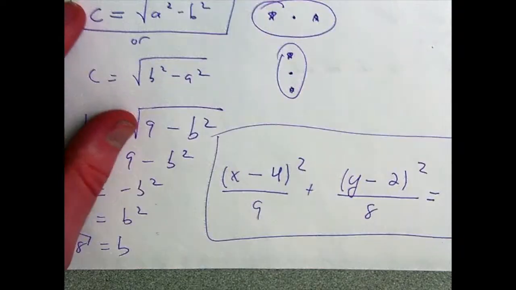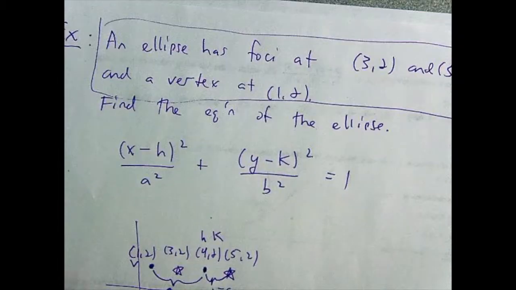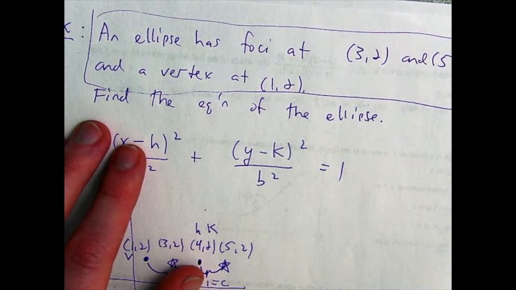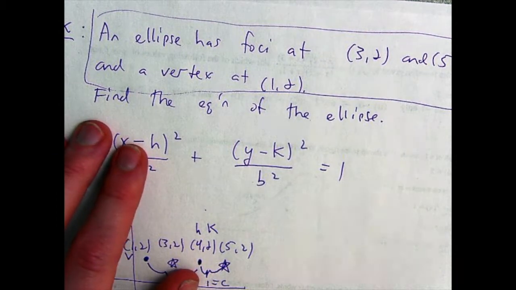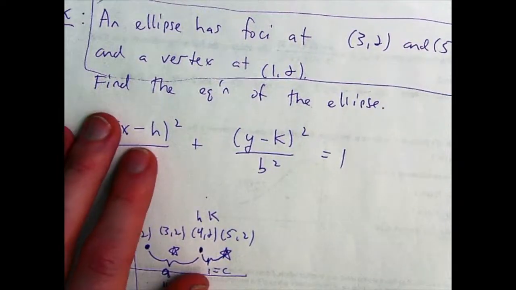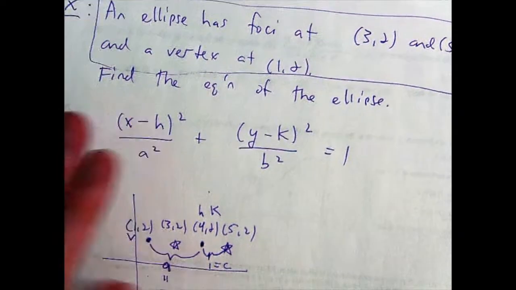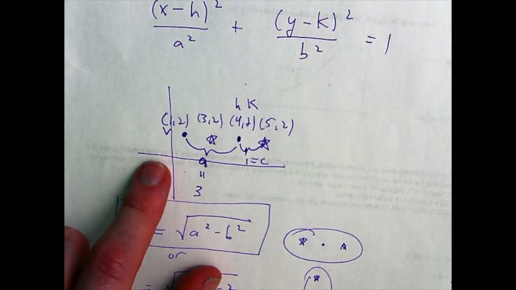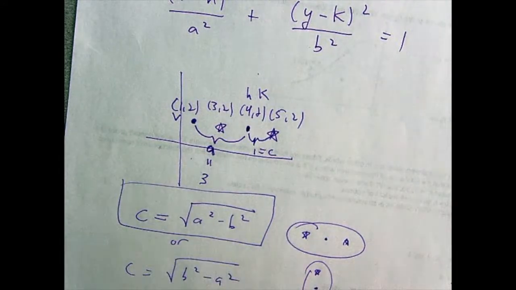So just to be clear, whenever you're given one of these problems where you're given some random information about, say, foci are over here, and you've got a vertex over here, or whatever, the way to do it is to begin by drawing a picture. Plot the points that you're given, label them with their coordinates, and begin extracting information. Like, can you find a? Can you find b? Can you find c?